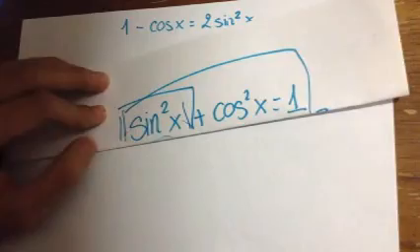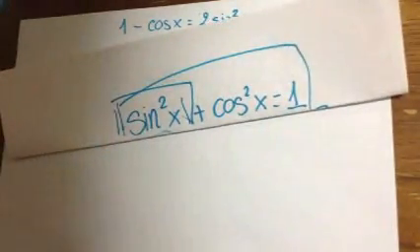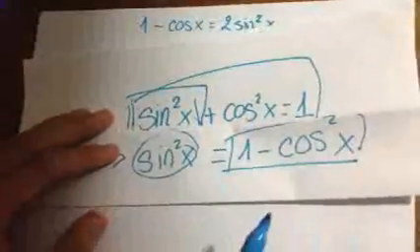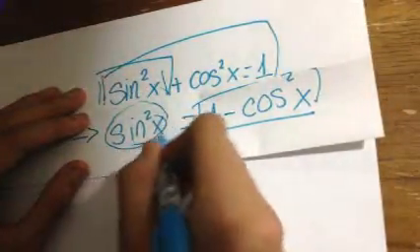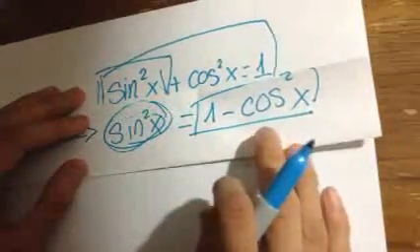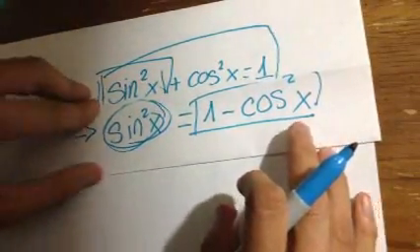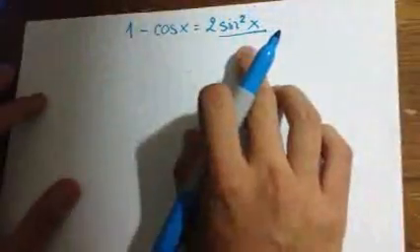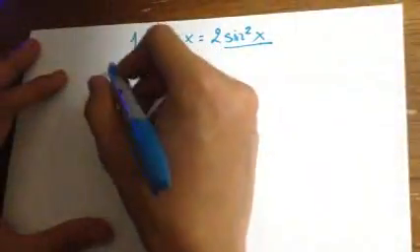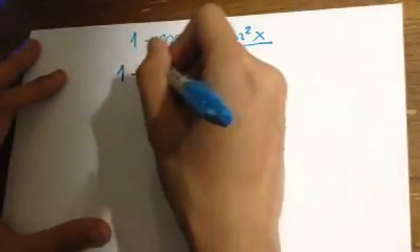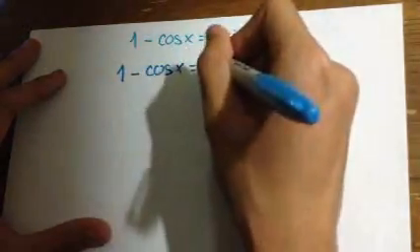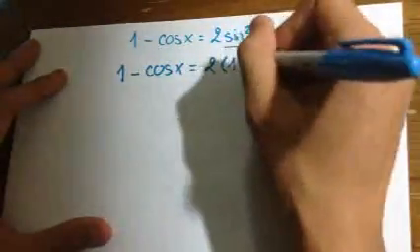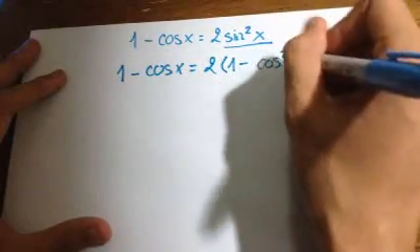So we can take sine square of x in this Pythagorean identity, which will be equal to 1 minus cosine square of x. So we can put 1 minus cosine square of x in for sine square of x. So we will have 1 minus cosine of x equals 2 times 1 minus cosine square of x.